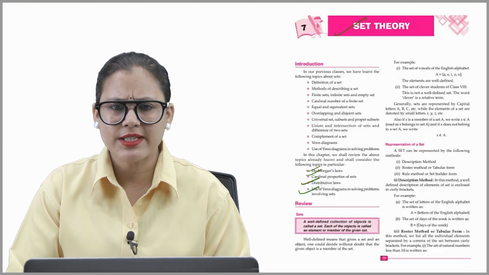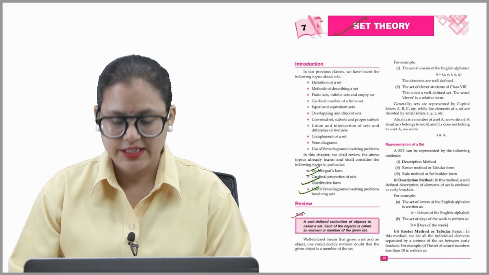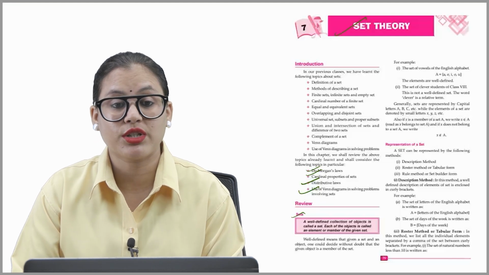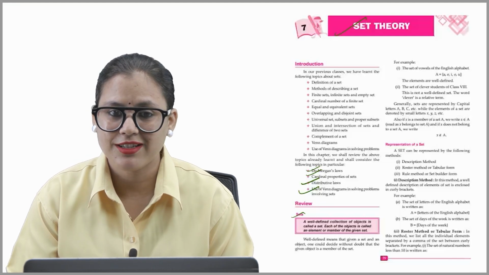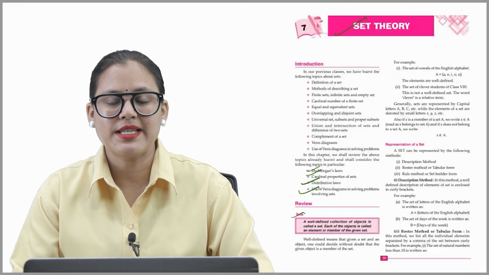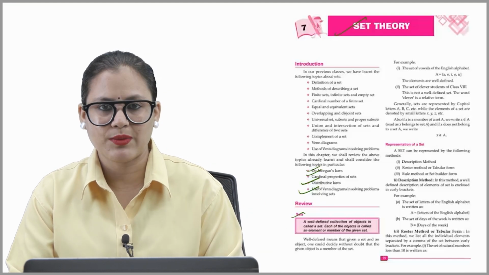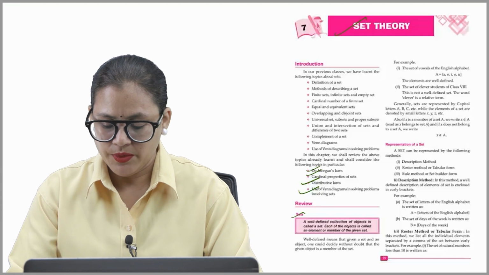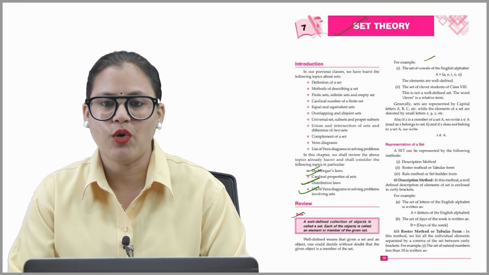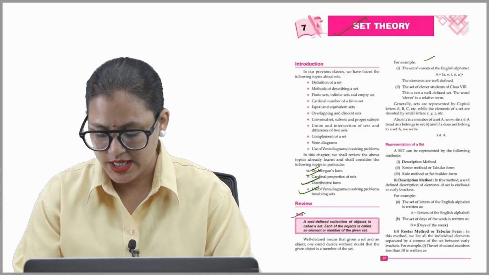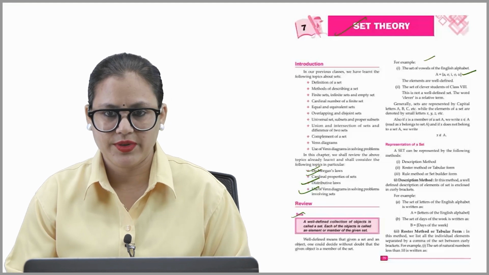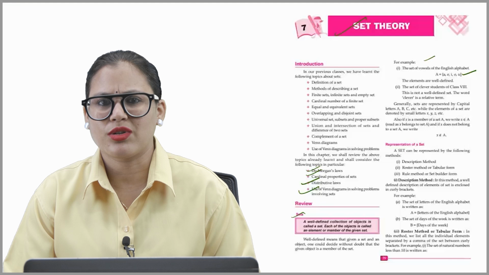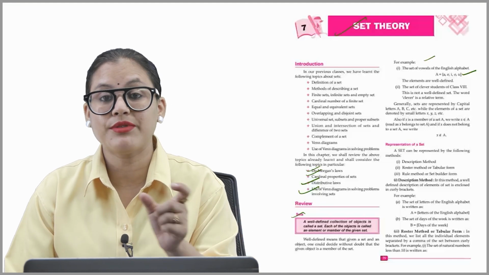Okay. Let's review sets. A well-defined collection of objects is called a set. Each of the objects is called an element or member of the given set. Well-defined means that given a set and an object, one could decide without doubt that the given object is a member of the set. For example, number 1, the set of vowels of the English alphabet, the elements are well-defined, right? Number 2, the set of clever students of class 8. This is not a well-defined set. The word clever is a relative term.